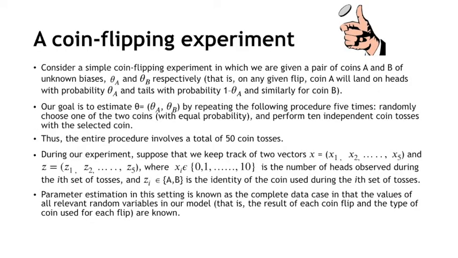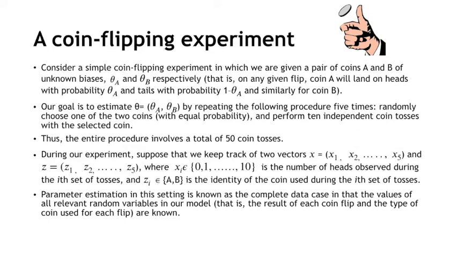To understand how the expectation maximization algorithm works, we first need to have some idea about maximum likelihood estimation. So let us talk about a coin flipping experiment. This is a very popular experiment that was conducted to make people understand the expectation maximization algorithm. Now let us consider a simple coin flipping experiment in which we are given two coins A and B of unknown biases. That is, when you flip coin A, it lands on head with probability theta A. So of course the probability of landing on tail would be 1 minus theta A, and the same goes for coin B as well.